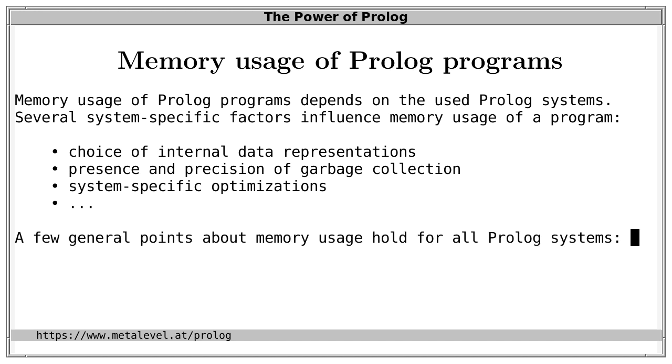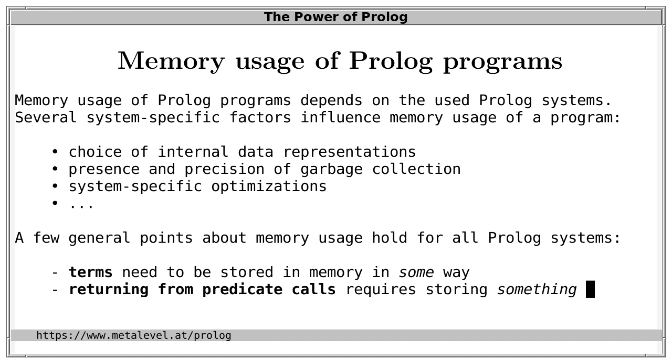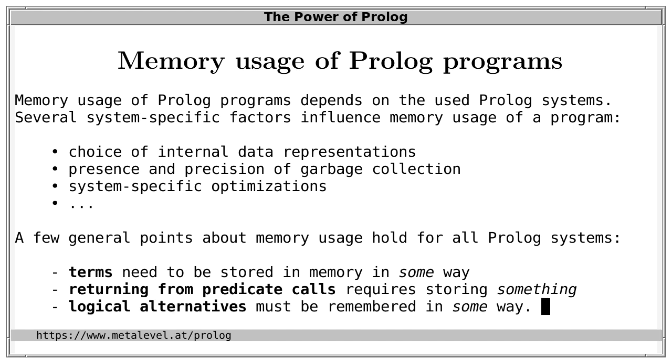And still, a few general points hold for all Prolog systems. Namely, they all must store Prolog terms in some way. And at least something must be stored so that control can return from predicate calls and proceed with the remaining calls in a clause. And logical alternatives must also be remembered in some way so that they can be tried on backtracking. So how can this be done?